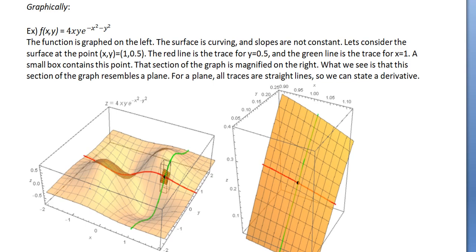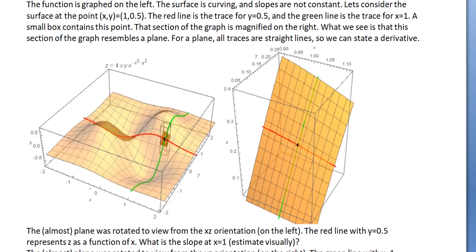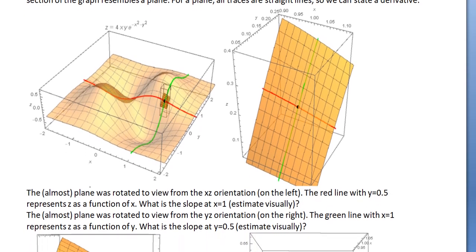So notice that there's a small box on the graph containing that point. If you take that box and zoom in or blow it up, you'll see what's on the right side. And what you start to see as we've zoomed in quite a bit is it starts to look like a plane. And of course, we know that we can talk about rates on a plane because all traces are straight lines. So one way we can do that graphically is by taking that and we're going to rotate it.